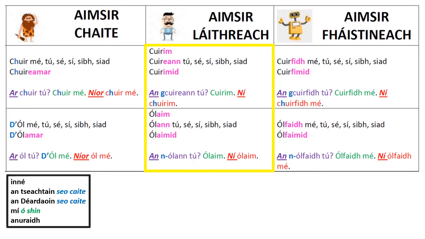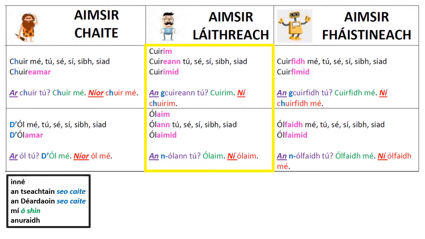And here our no word, it used to be níor, but now it's just ní chuirim. And I put a H on. So ní chuirim. I put a H on to say, no, I'm not putting it. I'm not putting it. Let's have a look at our ól.